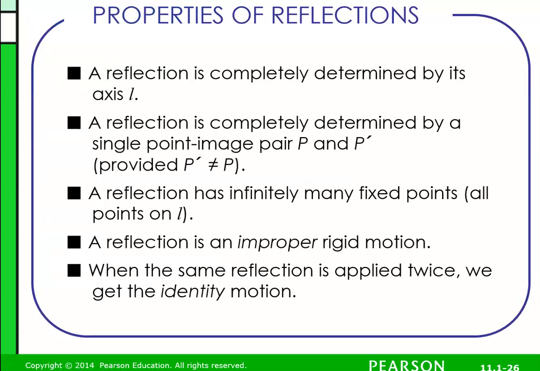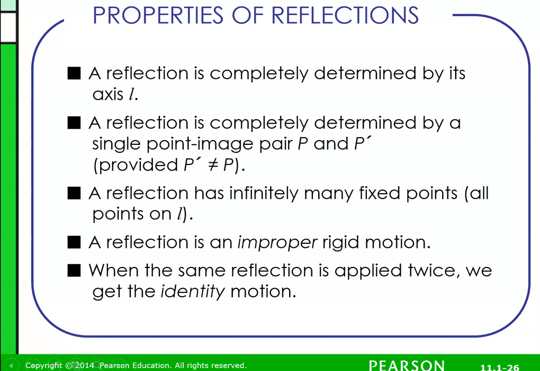So again, some properties of reflection. A reflection is completely determined by its axis of reflection L. A reflection is completely determined by a single point image pair. A reflection has infinitely many fixed points, all lying on the axis of reflection, which we call L. A reflection is an improper rigid motion, and when the same reflection is applied twice, we get the identity motion. So that was diving into reflections.